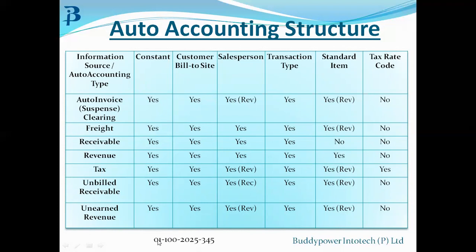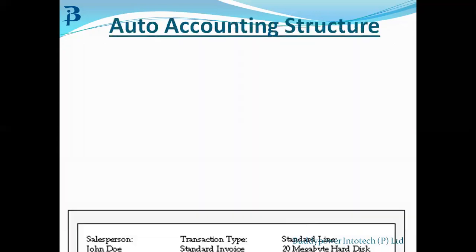This will remain constant, right? And then your second segment is determined by the salesperson. That is your department segment that you have assigned. All right, and the third segment is determined by the transaction type. And the fourth segment is determined by the product. Let's look into the next example where you'll get clarity about it.